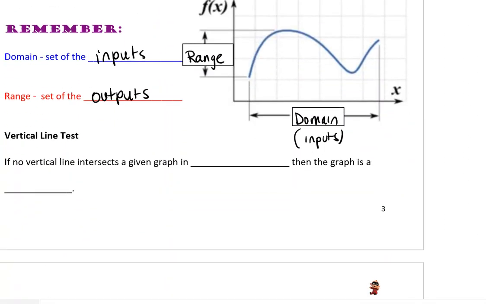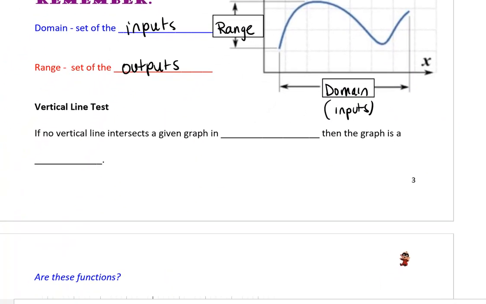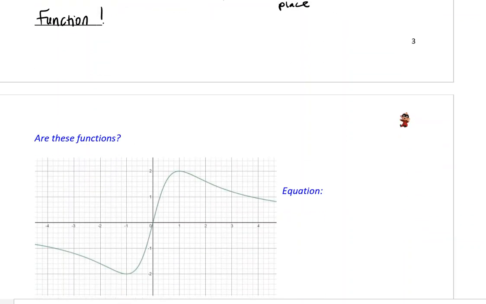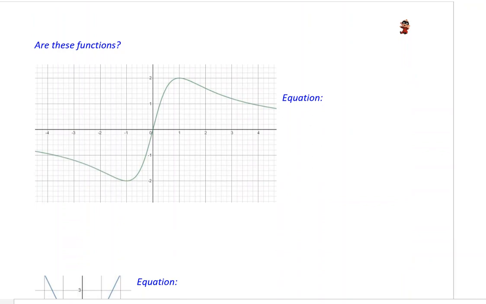All right. So the vertical line test. If no vertical line intersects a given graph in more than one place, then the graph is a function. Because again, that's our main idea today. We're putting the fun back in functions. All right, so we want to know, are these functions? Ooh, yes, this one is a function. It passes the vertical line test.